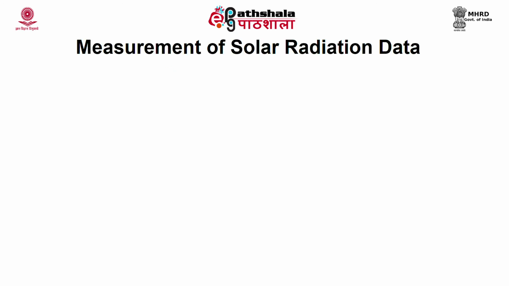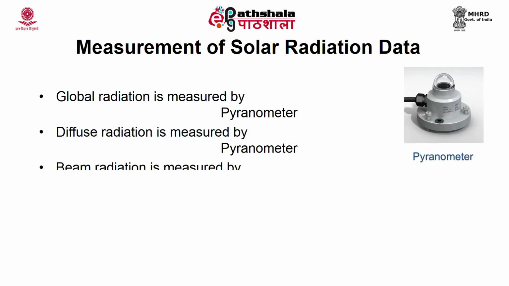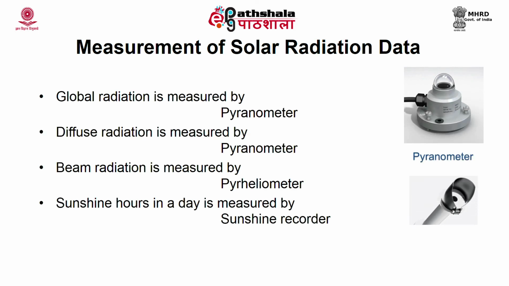Now, how will you measure this solar radiation? This is mainly measured with the help of pyranometer, pyrheliometer, and sometimes the sunshine recorder is also used. Pyranometer is a radiation energy measuring device that is used to measure global or total radiation, usually on a horizontal plane, but it can also be used to measure an inclined plane. Pyrheliometer is used to measure beam radiation. If you want to measure the beam radiation, you should use pyrheliometer.